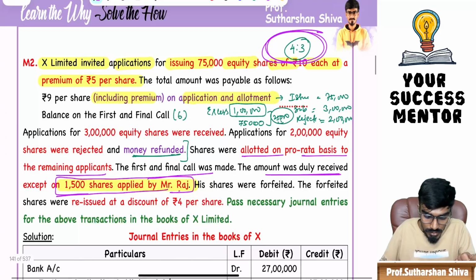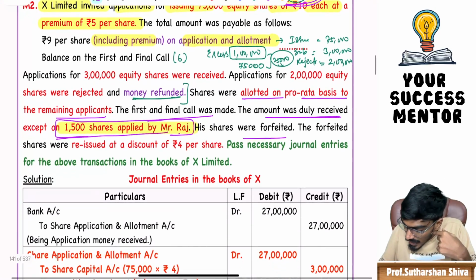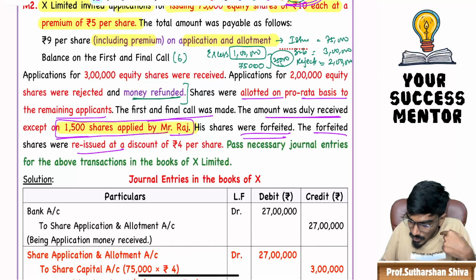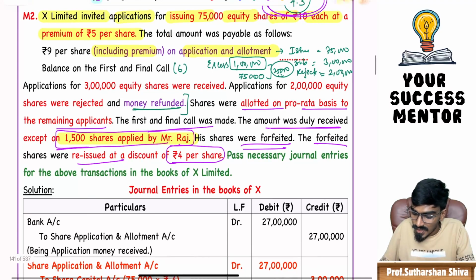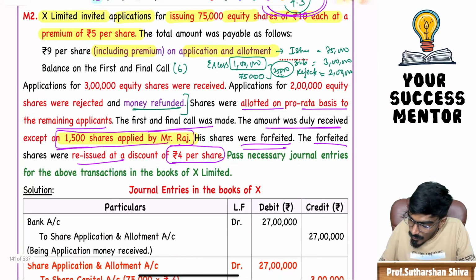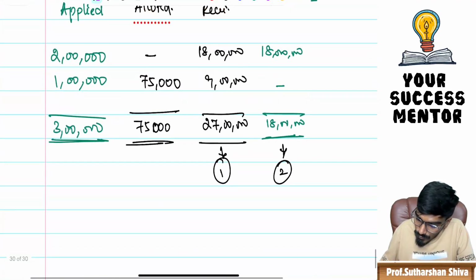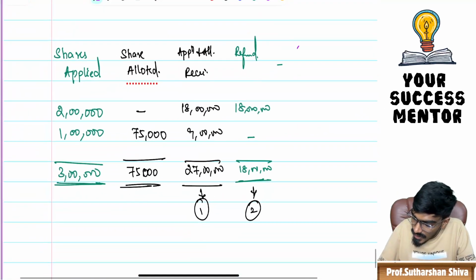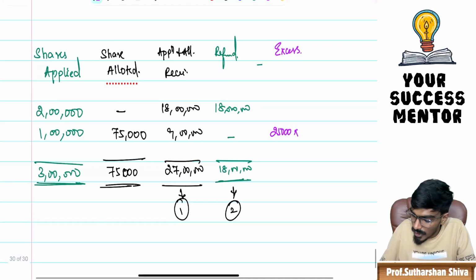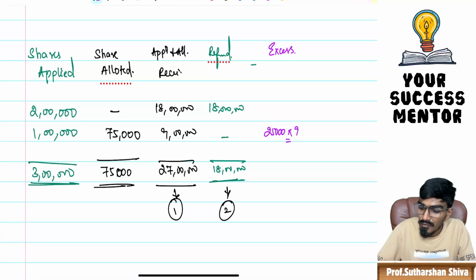Are you able to understand? Next, his shares were forfeited. The forfeited shares were reissued at a discount of 4 per share. They said, this 25,000 you got in excess, no? That excess money is how much? On 25,000 you got excess. 25,000 into, how much is the excess money you got? 9. So 25,000 into 9 is what?